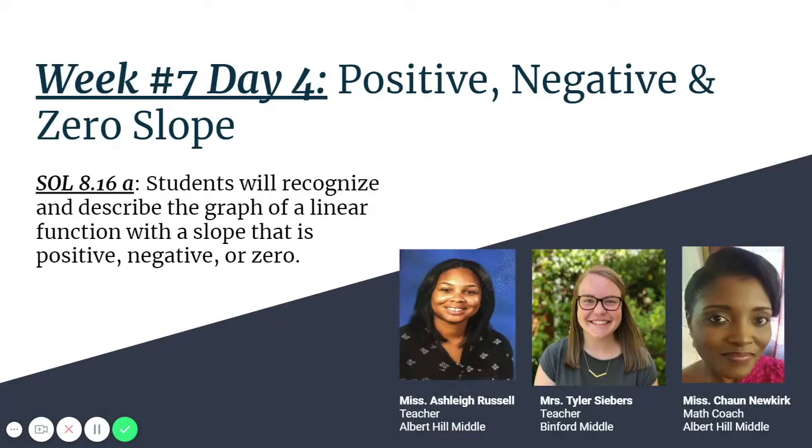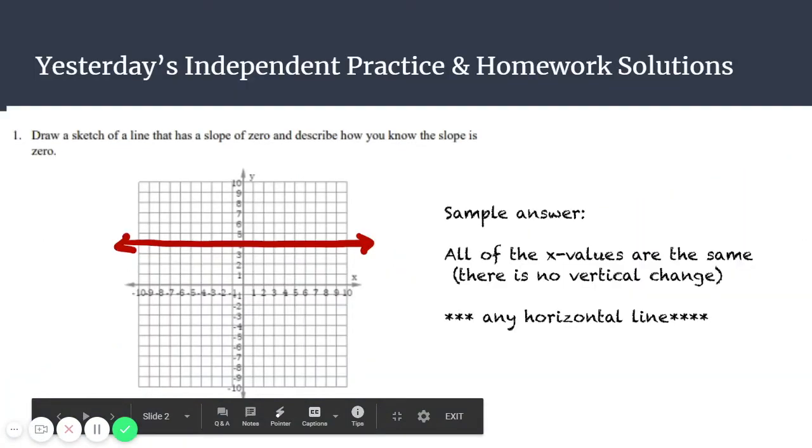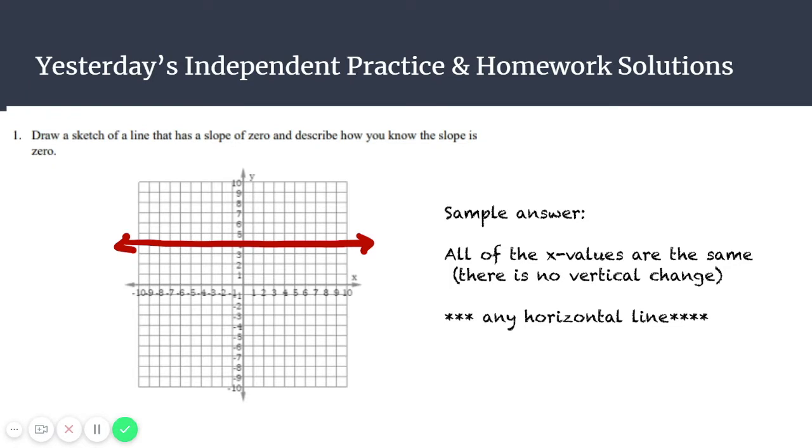Still covering SOL 8.16a, where students will recognize and describe the graph of a linear function with the slope that is positive, negative, or zero. For yesterday's independent practice or homework, you were supposed to draw a sketch of a line that has a slope of 0 and describe how you know the slope is 0.